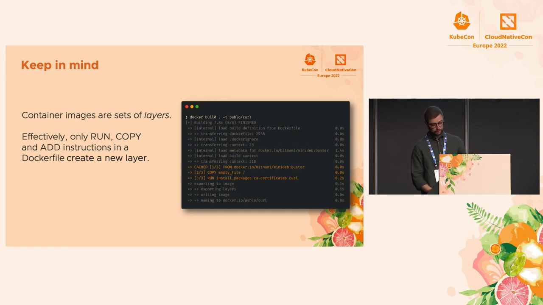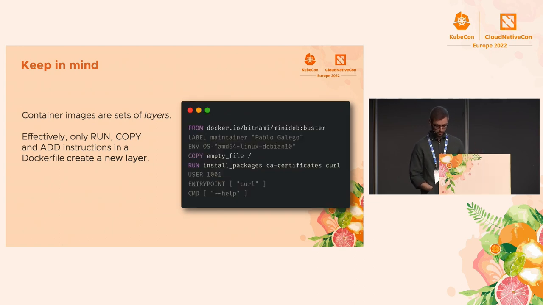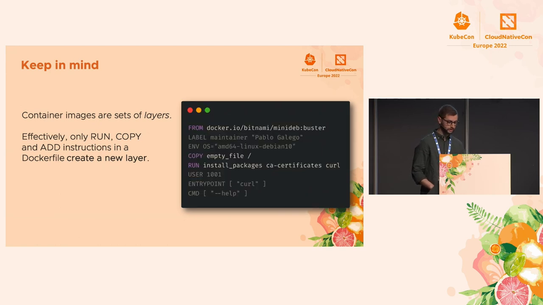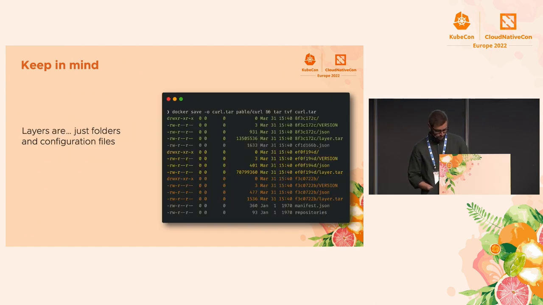If you run a Docker build with this simple Dockerfile, you'll see that the only layers that are created are the ones that are highlighted here, and the other ones are just skipped. Layers are just folders and configuration files. If you run that command, you'll see an output similar to this.